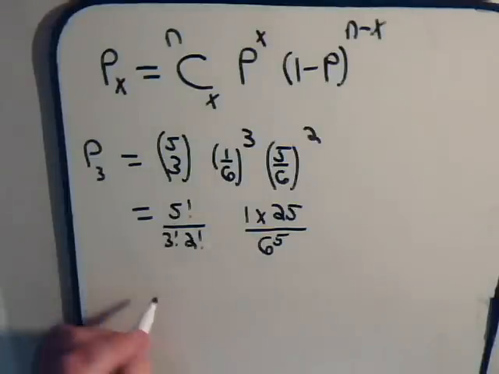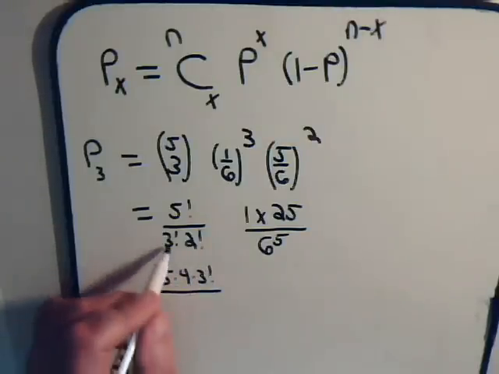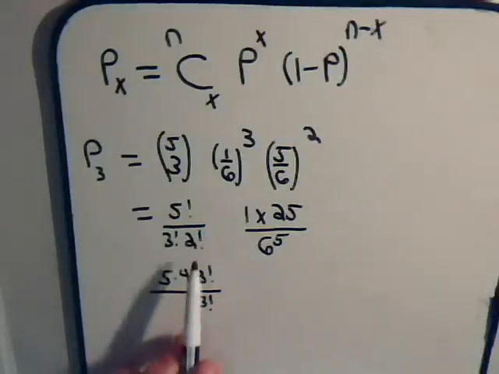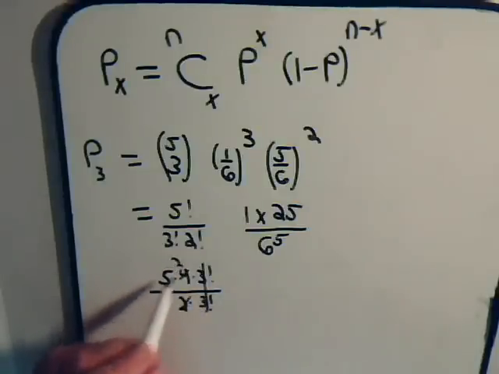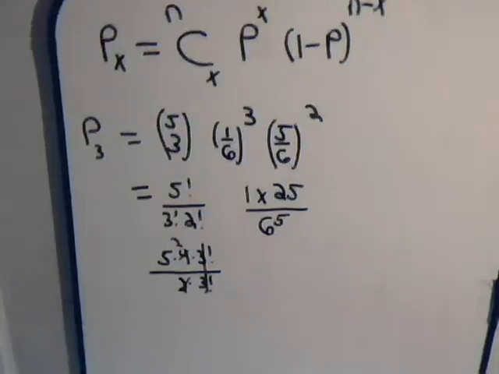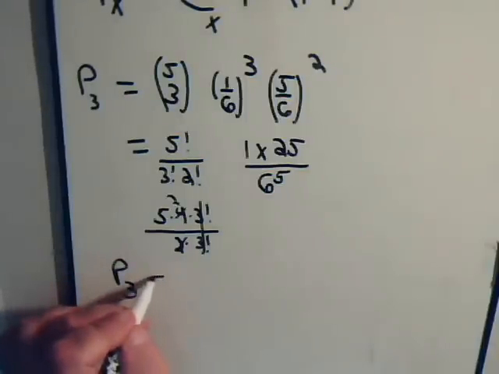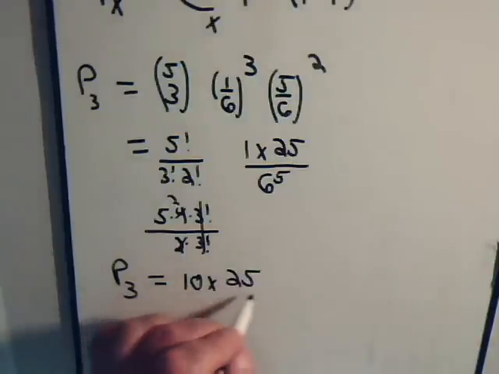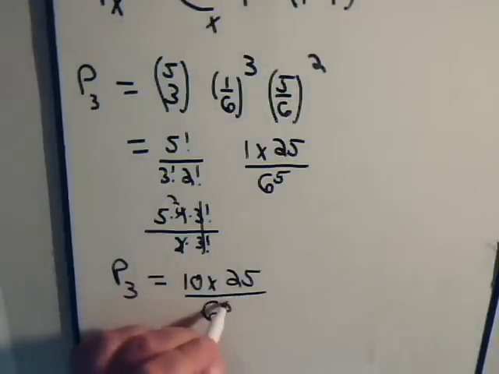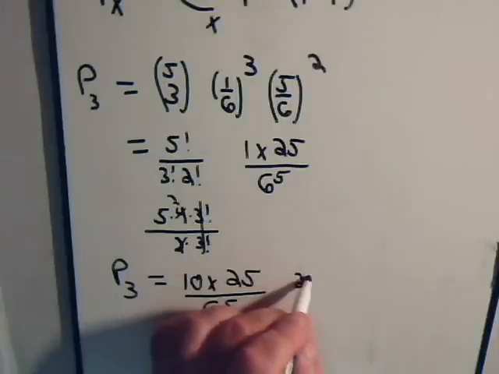And this is going to be 5 times 4 times 3 factorial divided by 3 factorial times 2 factorial, which is just 2. So that's 2. So this is 10. So the probability then of having the number 4 show up on 5 rolls with a single die is going to be 10 times 25 over 6 to the 5th. Or that's 250 over 6 to the 5th.